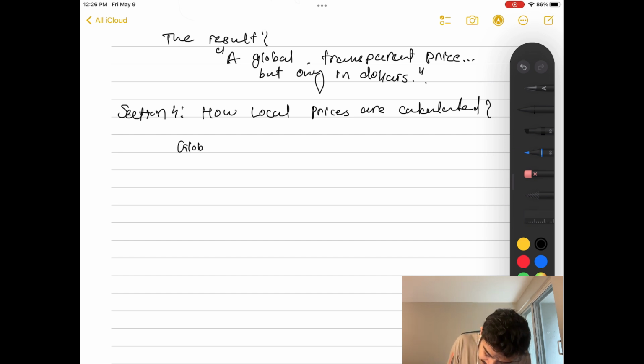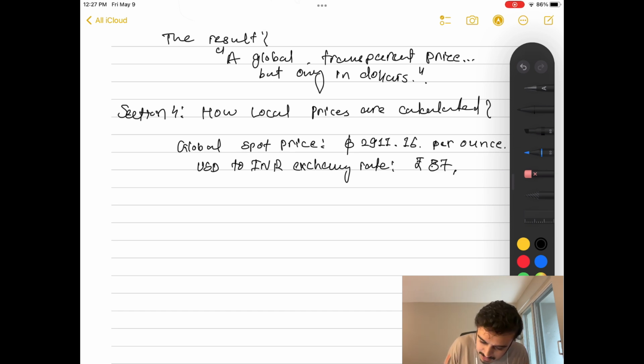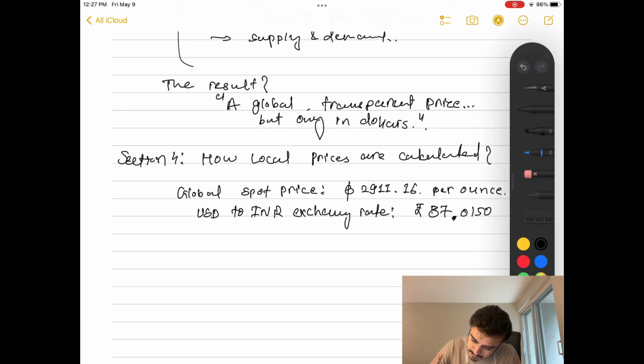So let's say the global spot price for gold is $2911.16 per ounce. Okay, now if you convert this USD to INR at the exchange rate, then the price would be in Indian rupees 87.0150 per dollar. Okay, this is just an example, it's not a real price right now. Now let's calculate step by step.